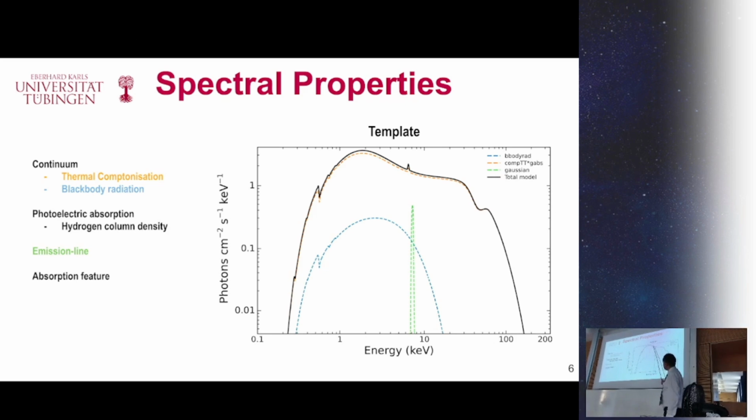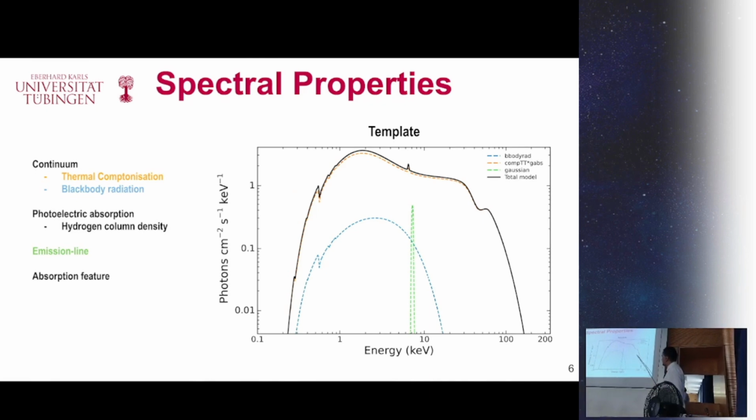Also here you can see an emission line, which are typically modeled with Gaussian functions. And then we have here a dip in the spectrum at around 50 keV, which is indicative of a cyclotron resonance scattering feature.